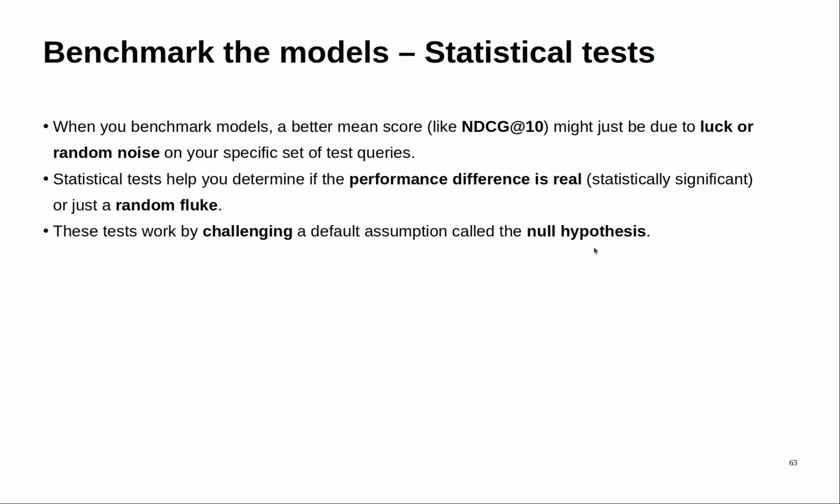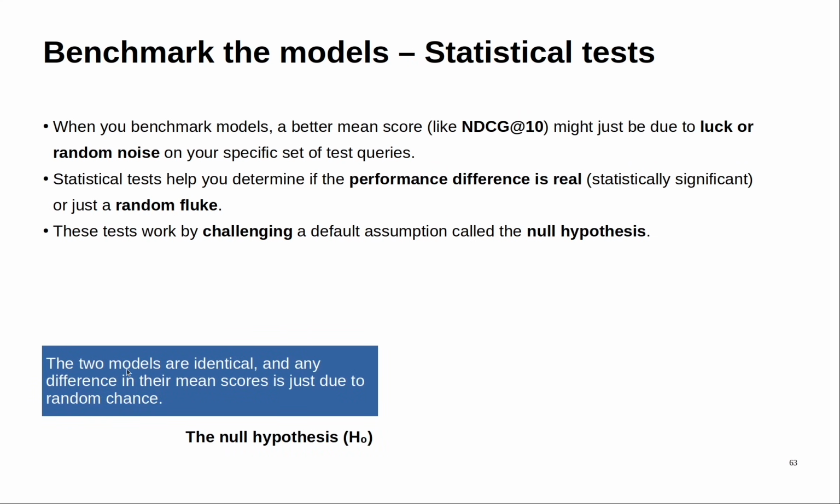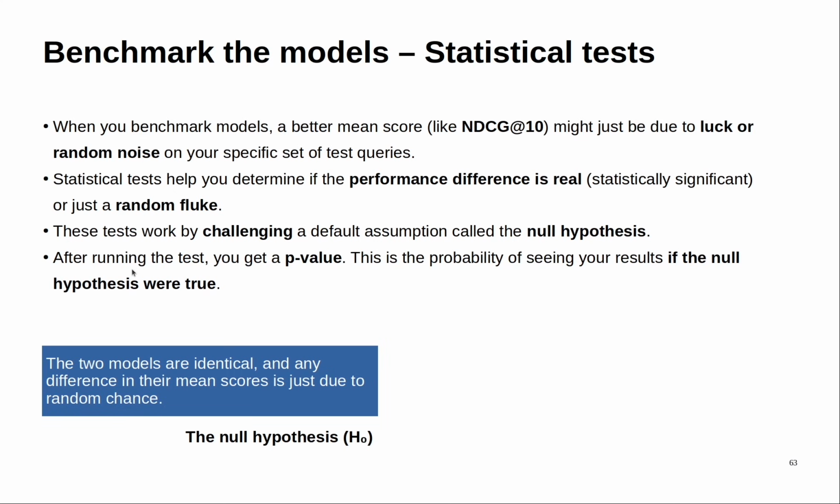We are going to dive a bit deeper into statistics, but the null hypothesis is something like this. Let's read it. The null hypothesis in this case is the following: the two models are identical, and any difference in their mean scores is just due to random chance. Okay, so this is the null hypothesis. After that, we start running the tests. The output of the test is a probability that we call the p-value. And this is the probability of seeing your results if the null hypothesis were true.